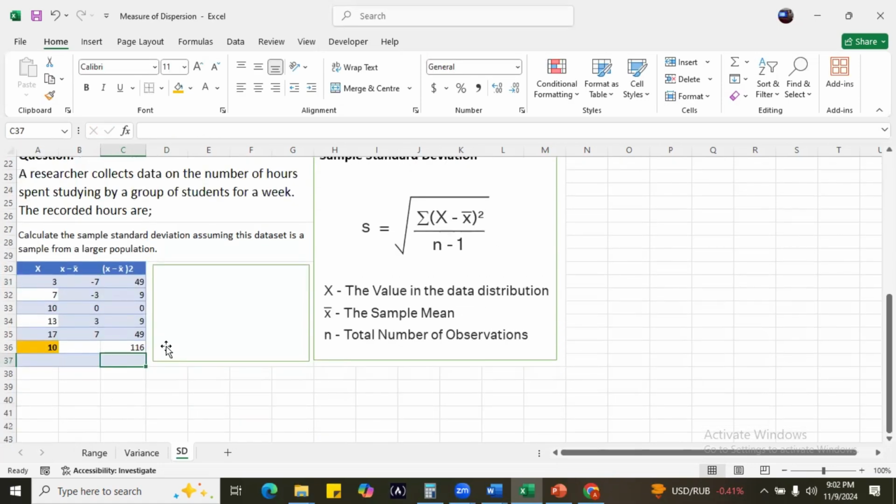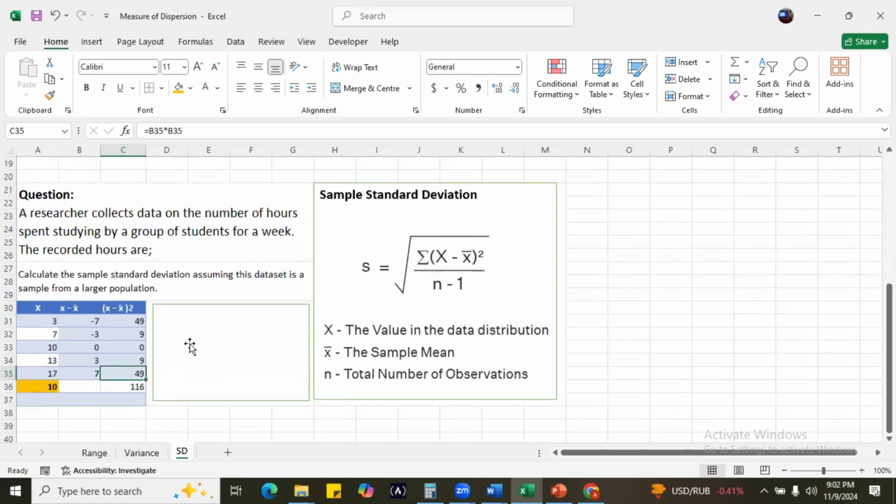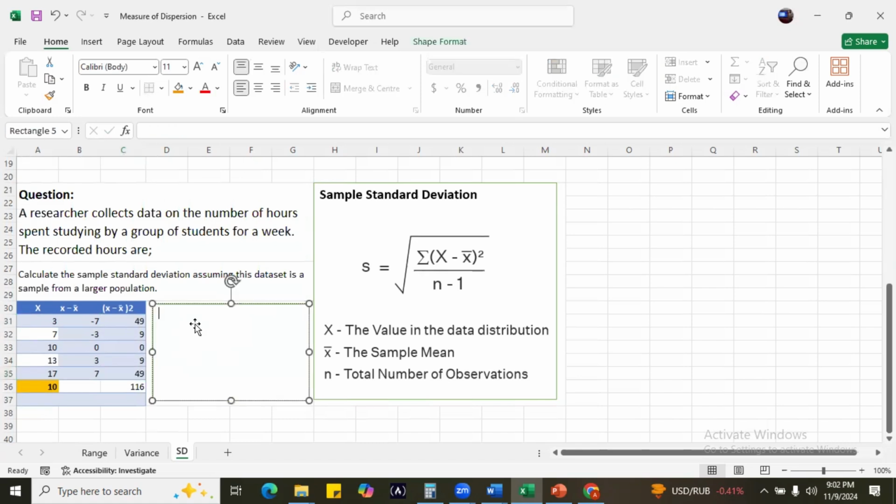So we want to now look at the total number of observations. Our total number of observation is 5, right? 1, 2, 3, 4, 5. But for the sample standard deviation, we have to subtract 1. So definitely, our total number of observation becomes 4, right? So our standard deviation will be equal to the summation of this here, which is 116, divided by 5 minus 1, because our total number of observation here is 5. So we have 5 minus 1. So this takes us to 116 divided by 4, because we have taken out 1.